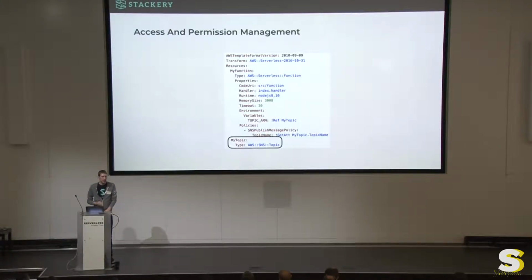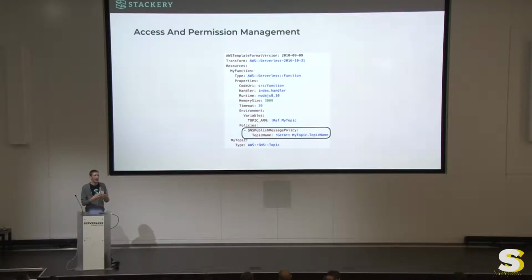So here's a simple template. I'm switching slightly because it's a little bit easier to talk about topics than buckets for this example. But we've got an SNS topic we're creating. That's what's circled here at the bottom of this template. And then we're going to access it by publishing messages from a function defined above. The way that we do that in AWS SAM is we have these policy templates. So this policy template allows us to publish messages to a specific topic that we name here. We get this name as an attribute of the resource that we defined below in the template.